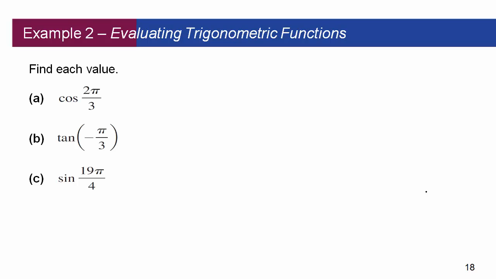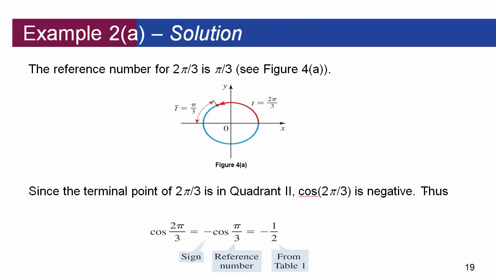All right, let's start with the first one. Cosine of 2/3 pi. Well, if we go 2/3 pi, we're over here in quadrant 2. Our reference angle is pi over 3. We know from pi over 3 what the value of cosine is. We know it's 1/2, but because we're over here in this quadrant, we know it's negative, so we get negative 1/2.